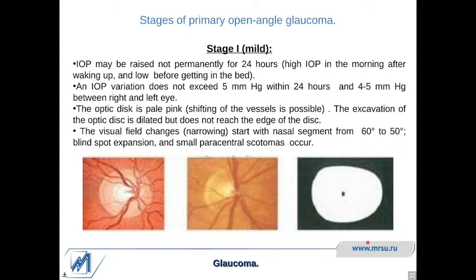The excavation of the optic disc is dilated but doesn't reach the edge of the disc. In the visual field, narrowing starts with the nasal segment from 60 to 50 degrees, blind spot enlargement, and small paracentral scotomas occur. So it's nearly normal: optic disc, vessels, excavation, and visual field. Only 10 degrees of the visual field goes up.